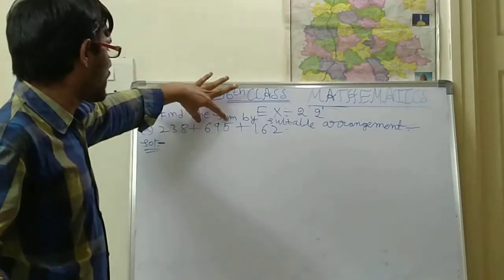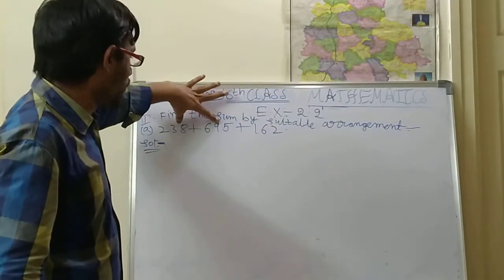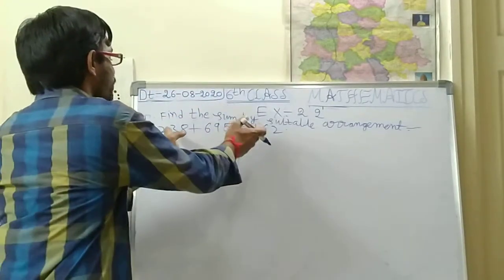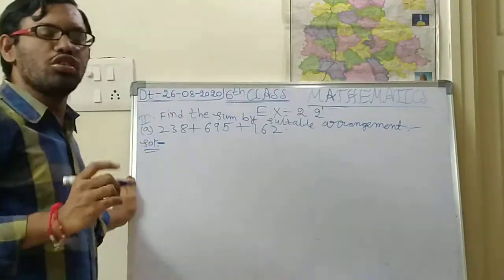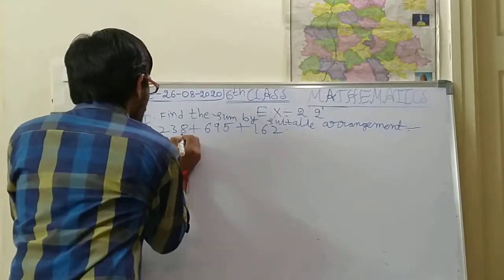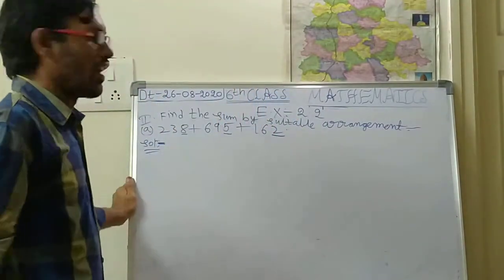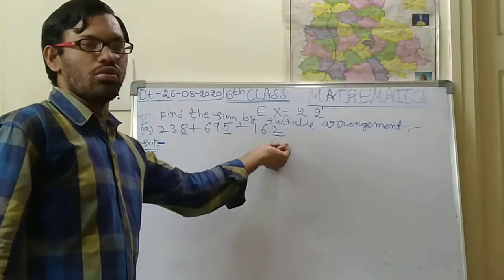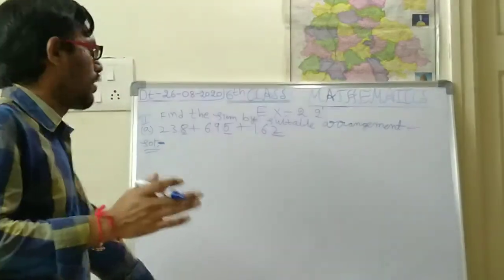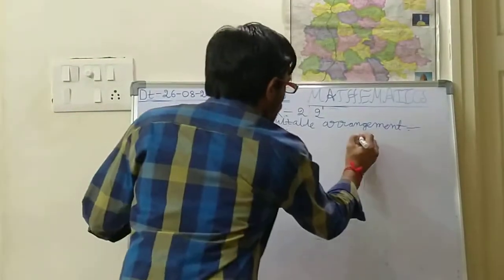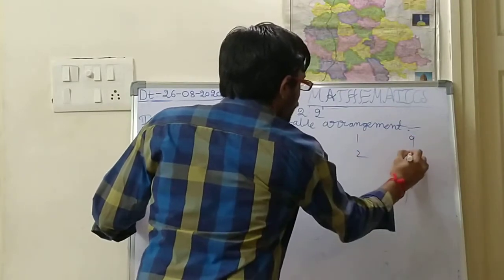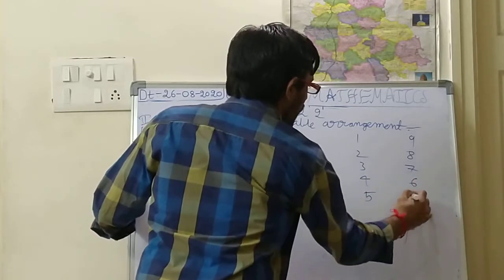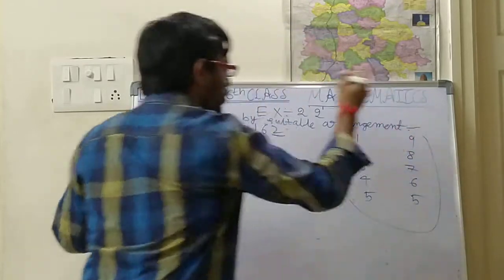238 plus 695 plus 162. If you do these first two additions, you can't add very easily. So make it convenient. How should you make it convenient? See every number's ones place digit. Here what is there? 8. Here 5. Here 2. You want to mix two numbers like this: 1 9, 2 8, 3 7, 4 6, 5 5. Like this you have to mix.